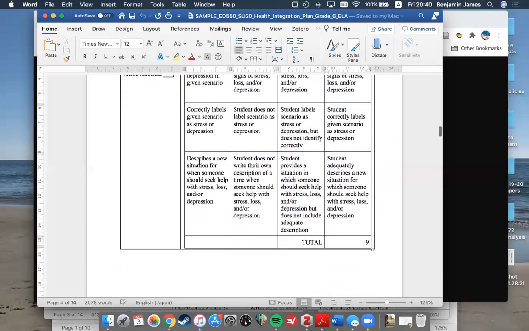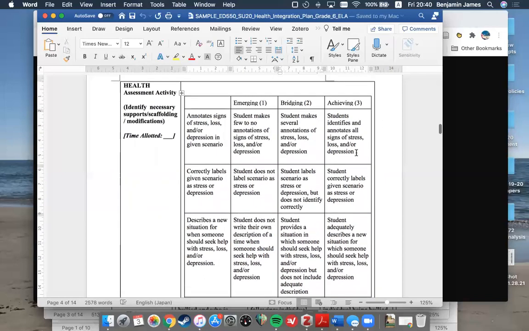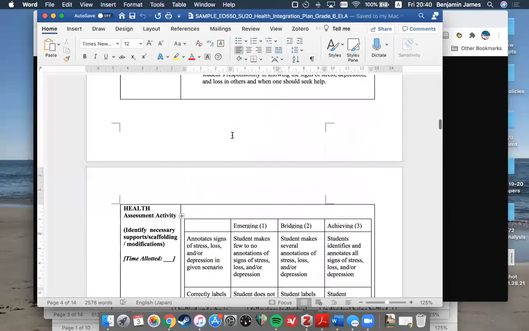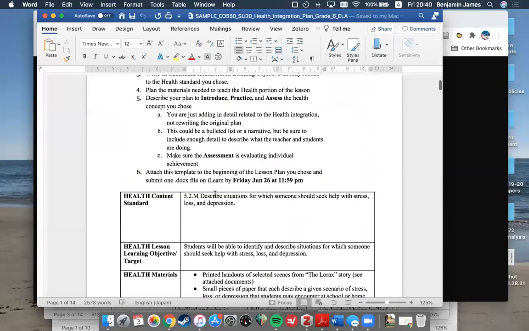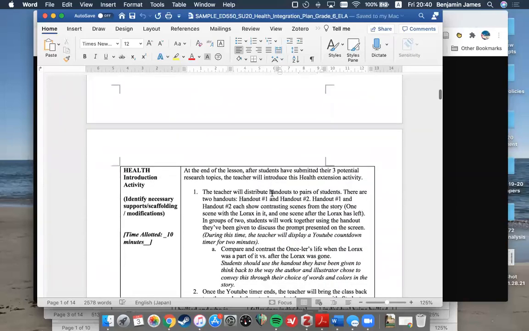And the last one, the description: student adequately describes a new situation for which someone should seek help with stress, loss, and depression. Adequately, it provides a situation, but it does not include an adequate description, and student does not write their own description. So really, really clear rubric that's very much connected to not only the learning objective, but the standard as well. Let's look at the lesson quickly.